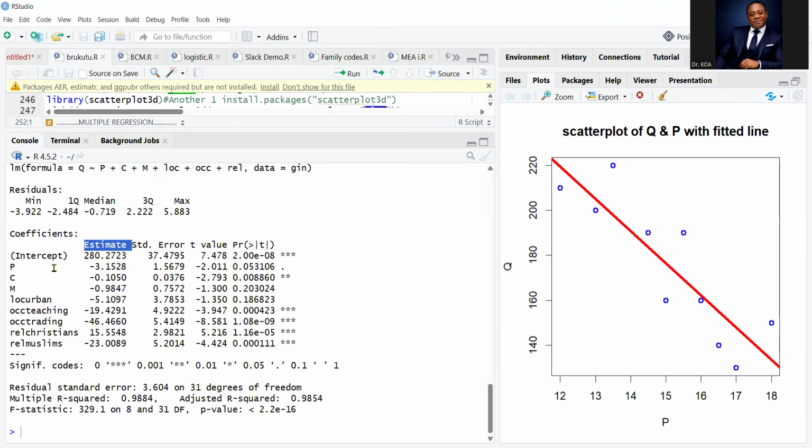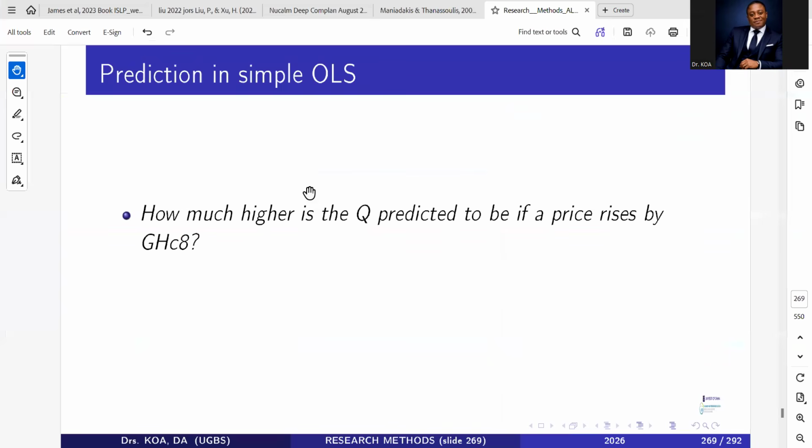The first estimate, for the price, is negative 3.1. So you use the estimate. Okay, let me take you back here and let's see whether we can predict quantity demanded. The question is this, it's simple. How much higher is the quantity demanded of gin predicted to be if the price rises by 8 cedis?